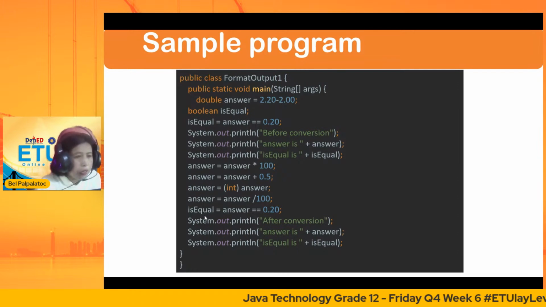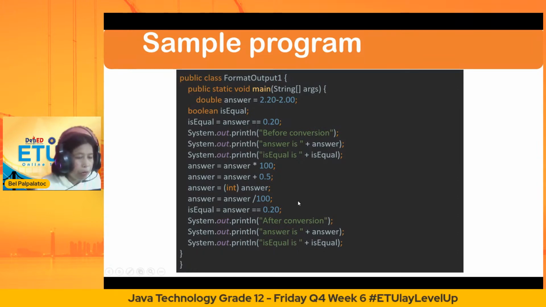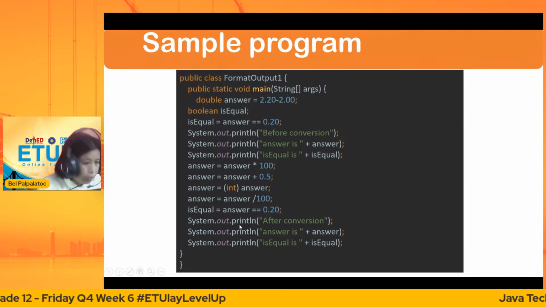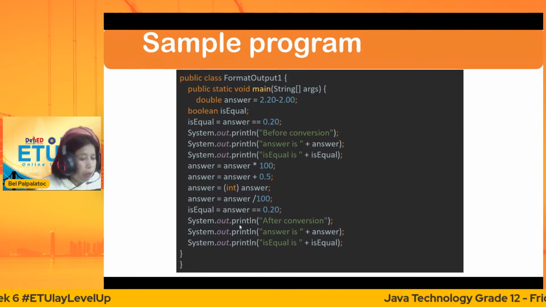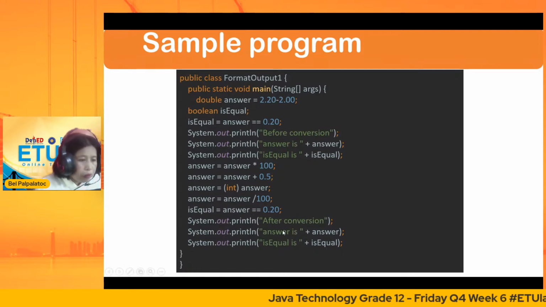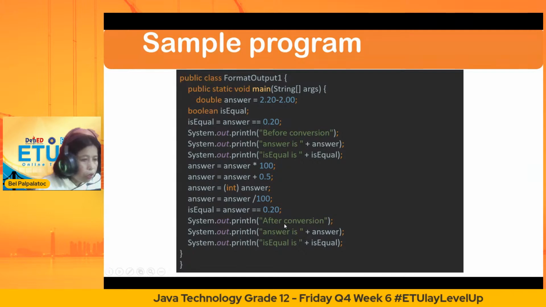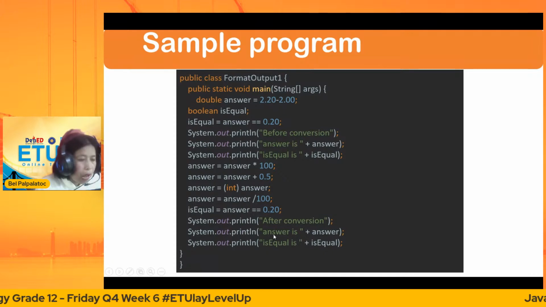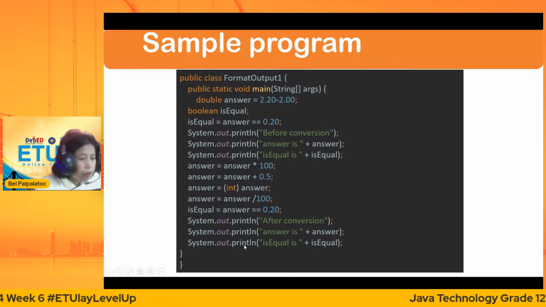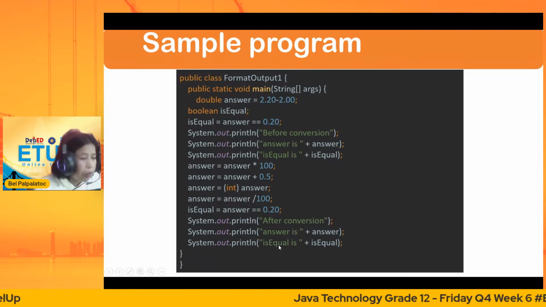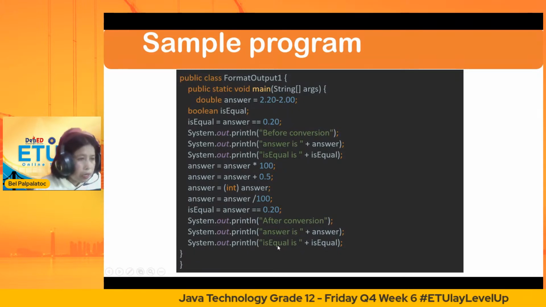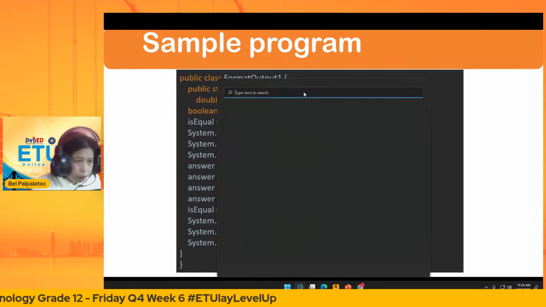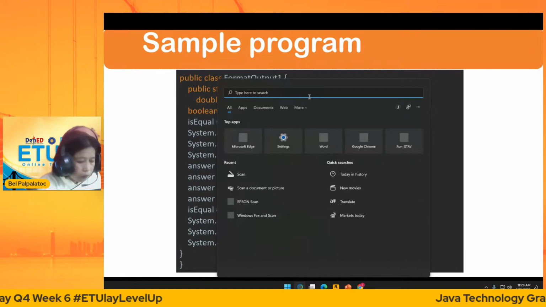So how do we format it? This is an example. We will use the print method. Here, after conversion, what will be the output for the variable answer, and what is the content of the variable isEqual? So let us go to our IntelliJ.